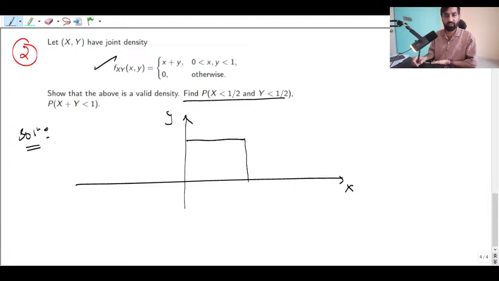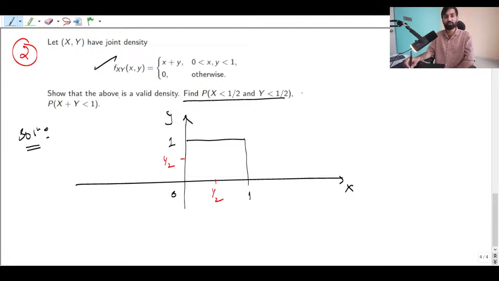So this is a unit square, 0 to 1, right? Now you have to mark these points also, since they have given that you have to find the probability. So x is 1 by 2 and y is 1 by 2, right? But you can't directly find the area here, right?